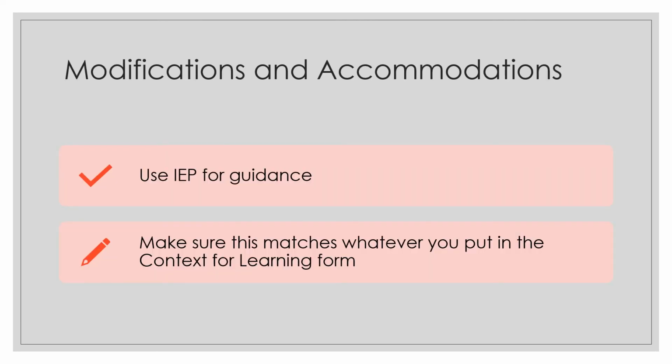Next, you are going to list the modifications and accommodations that you might need to make for your learner. Obviously, use your IEP for guidance. At the beginning of your task 1, you're going to fill out a context for learning form. And that form will ask you what the IEPs are for your students and what modifications or accommodations they are entitled to. So just make sure that your lesson plans match what you put in your context for learning.